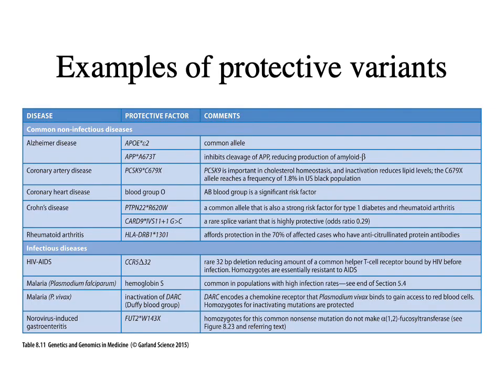Investigations are capable of identifying factors that confer protection against disease risk. In this table, examples of protective factors that are identified in various common diseases are shown. And you can see that there's a wide variety of protective factors against diseases such as Alzheimer's disease, coronary artery disease, Crohn's disease, rheumatoid arthritis, as well as genetic variants against infectious diseases such as malaria, HIV/AIDS, and norovirus.